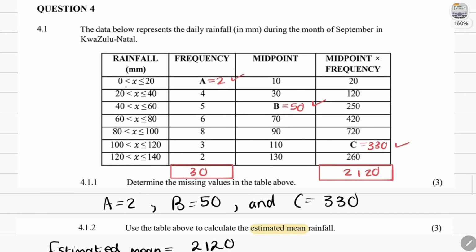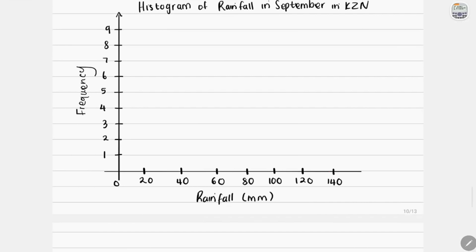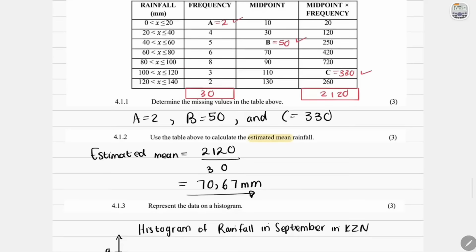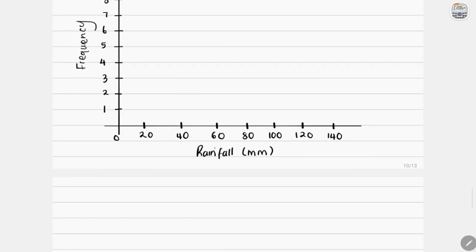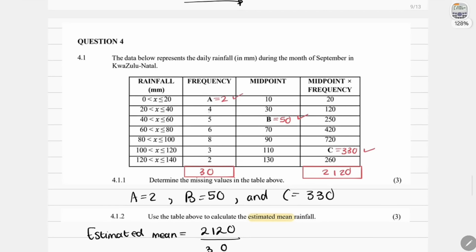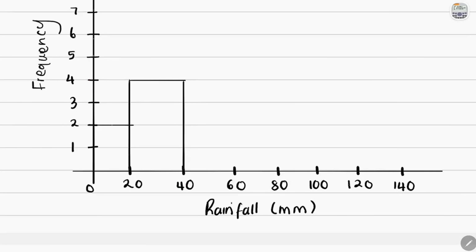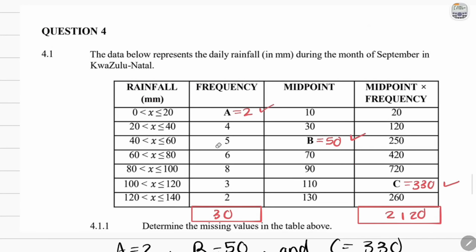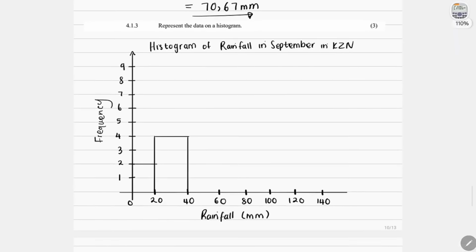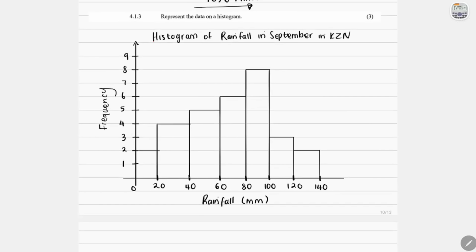We have from 0 to 20, that was 2. It's a histogram, not a frequency polygon, so this is going to look like a bar graph, just that the bars will be joined together. So from 0 to 20, we're just going to have 2, and here is our first bar. Then the next one was from 20 to 40, and that had a frequency of 4. Then from 40 to 60, that is 5. We'll just put all of these down. So here is our histogram, and there we go. Moving on to the next question.